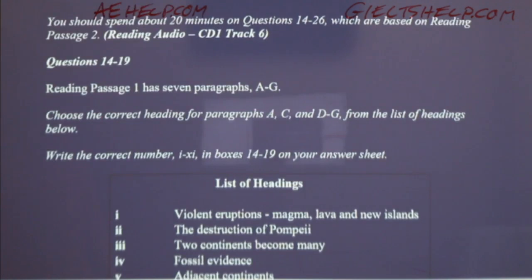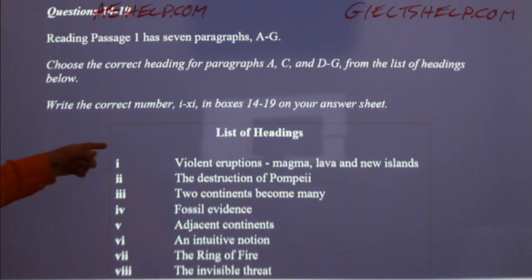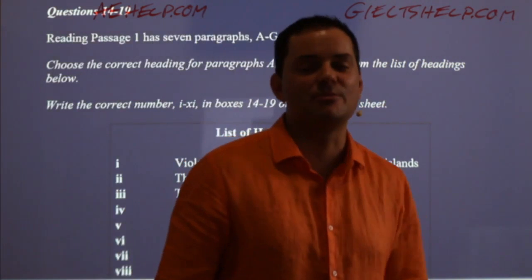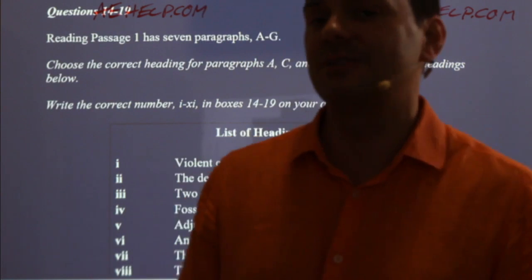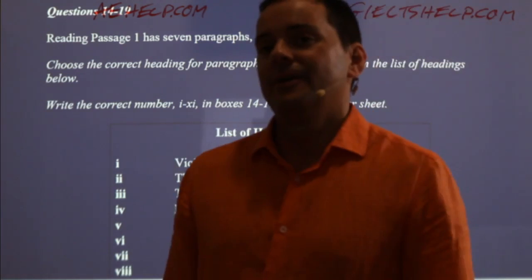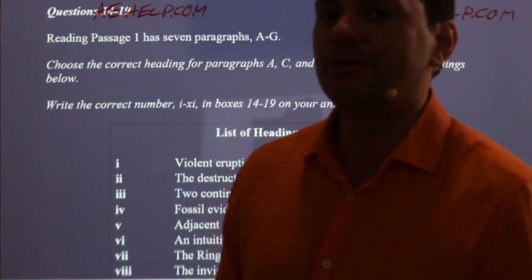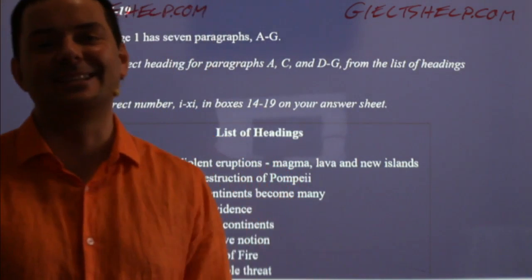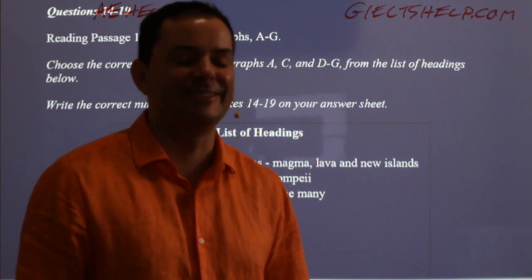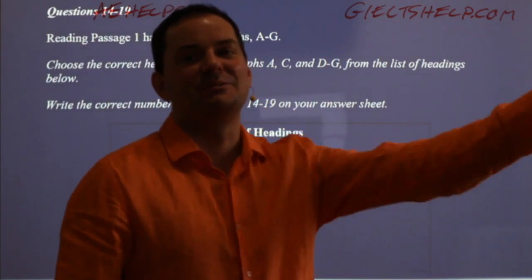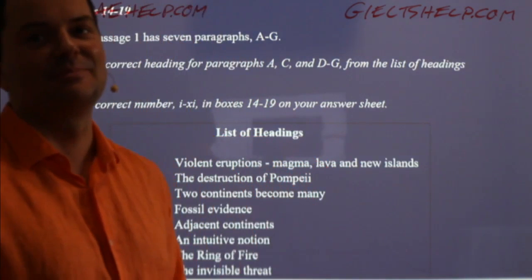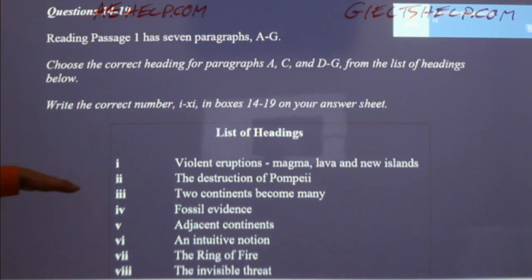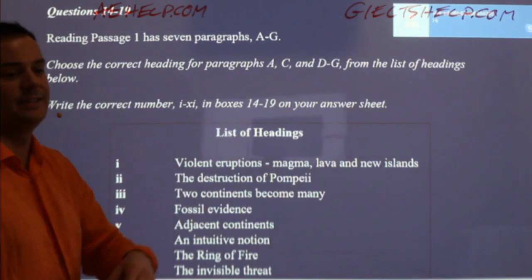This one starts with list of headings. I still haven't figured out which one students hate more, true, false, not given, or list of headings. I'm sure it's one of those two. Those are the ones that I get the most questions about. List of headings, true, false, not given. And if I had to choose a third, it would be multiple choice. No surprise. Hi, Kesey. Good to see you in class. All right, so we'll talk list of headings today.